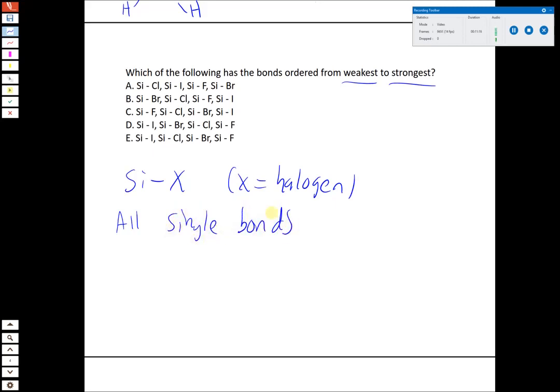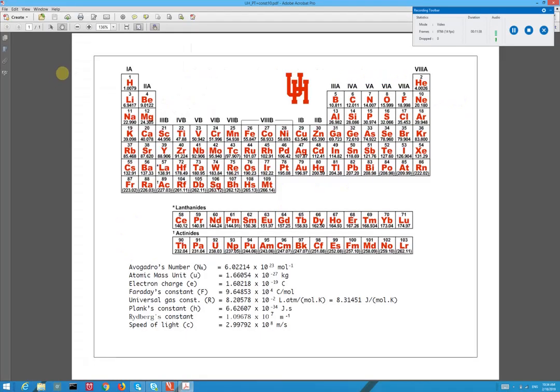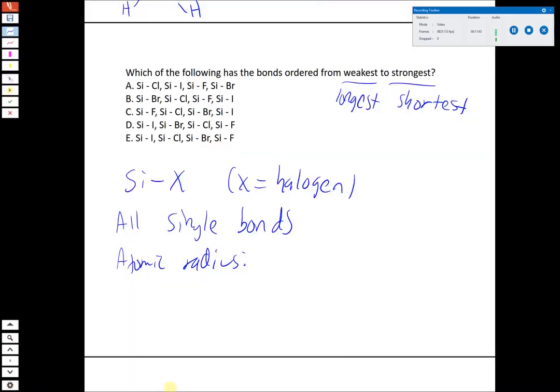So then what we want to do, if we're looking for weakest to strongest, we want to rank them in reality going from longest to shortest. The weakest bond is going to be the longest, the strongest bond is going to be the shortest, and in terms of atomic radius of the halogen elements that these are all bonded to, the largest halogen is going to be the one that's the furthest down, which is iodine, and then bromine, then chlorine, then fluorine. So that's their ordering in atomic radius. Iodine is the largest, then bromine, chlorine, and fluorine.